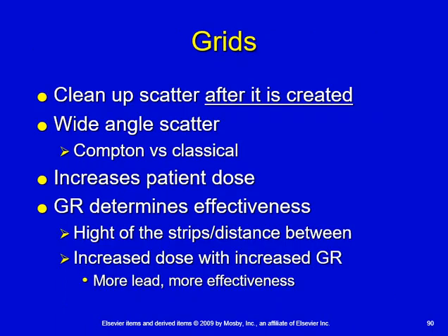So grids are designed to clean up scatter after it's created, and it's only going to clean up the wide angle scatter. So the Thompson scatter radiation that might exit the patient and parallels penetration are not going to be affected so much by a grid. If it's perpendicular to the end of the grid strip, it'll certainly absorb that. Or if it's got a slight deviation and it's not completely parallel to the penetrated photons, then it might absorb that as well.